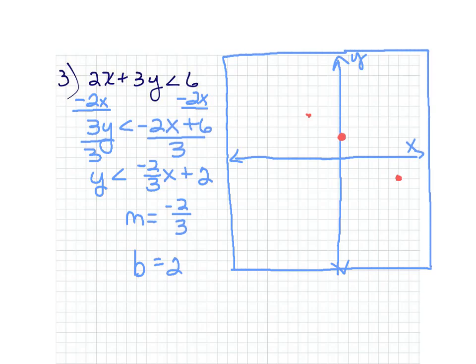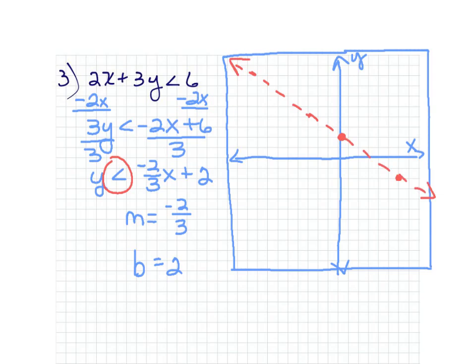Okay. Now take a look at my inequality. Y is less than, not equal to. So in this case, my line is not going to be a solid line. I'm going to draw a broken dashed line, like that, to show my boundary.